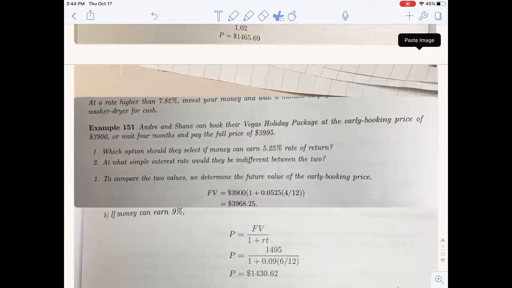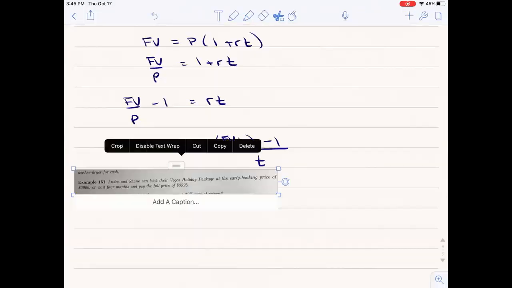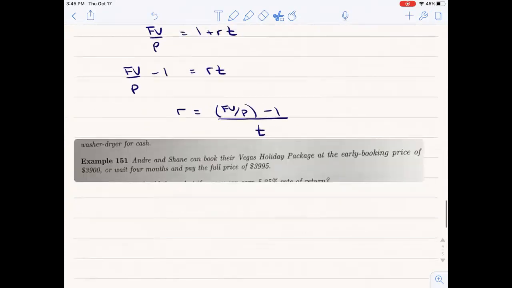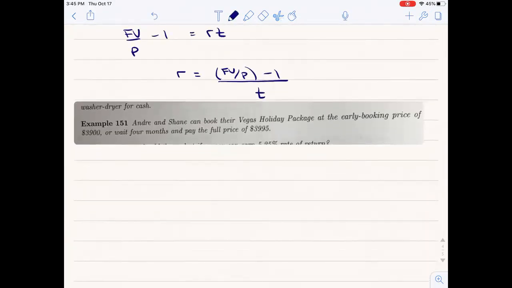I had to throw this in last minute because I changed my example that I wanted. But here we go. Mostly because it sounds really fun and really expensive. I'm not sure that they should go at all. But anyways, Andre and Shane can book their Vegas holiday package at the early booking price of $3,900 or wait 4 months and pay full price of $3,995. And so the question is, I guess I cut out the question.